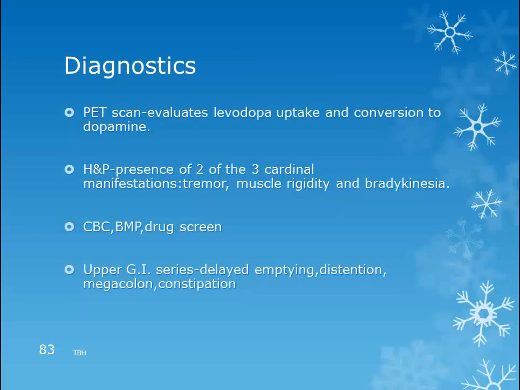Diagnostics. PET scan evaluates levodopa uptake and conversion to dopamine. History and physical, most importantly looking at the presence of 2 of the 3 cardinal manifestations: tremor, muscle rigidity, and bradykinesia. CBC, basic metabolic panel, and drug screen to evaluate other contributing factors. Upper GI series to look for delayed emptying, distension, megacolon, and constipation.